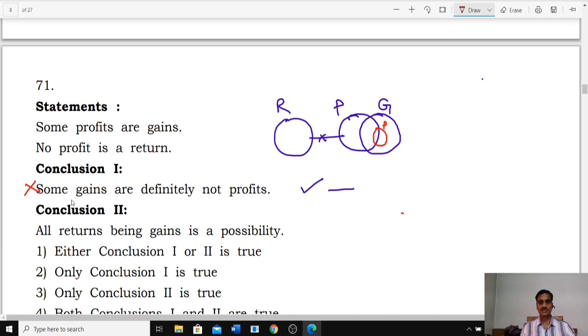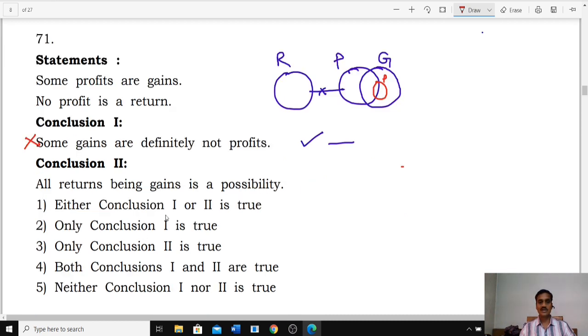Then coming to the next one. All returns are gains is a possibility. Returns and gains are what? Return can be here, it can be here. Hence all returns are gains is possible. Hence, what is your answer here? First one, alternate diagram proven. Hence previous conclusion will be false.